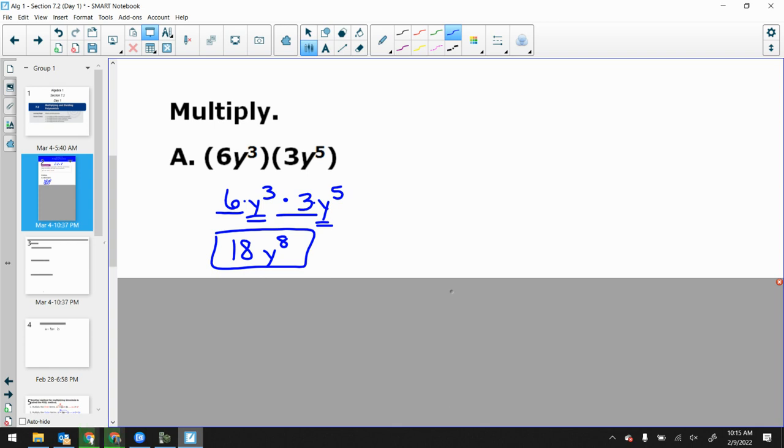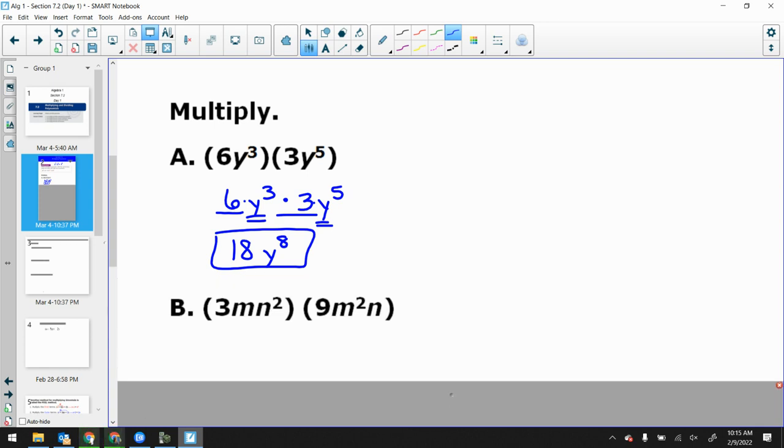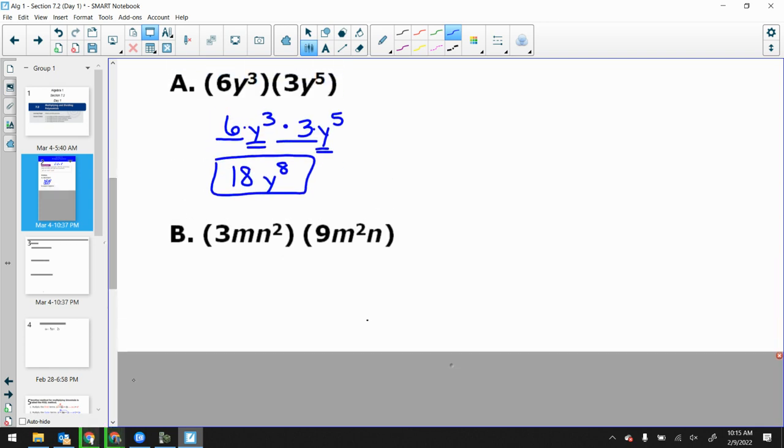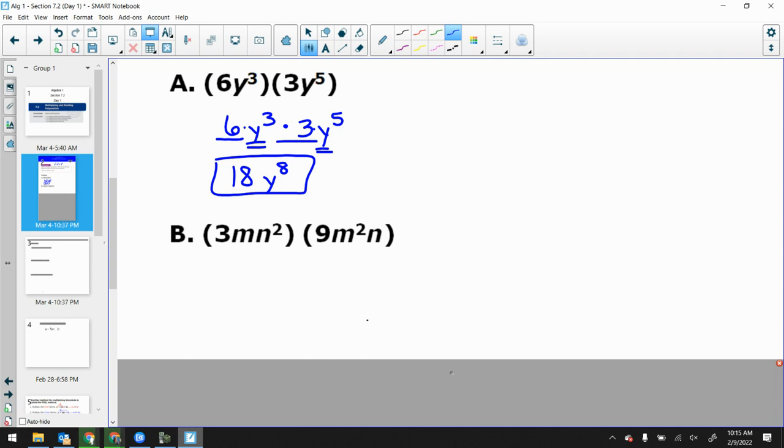So essentially, I'm just multiplying common pieces together. 18y to the 8th. Okay. Let's do that again. These are 2 monomials again, right? Okay, so again, 2 monomials multiplied together. I could just multiply common pieces together.